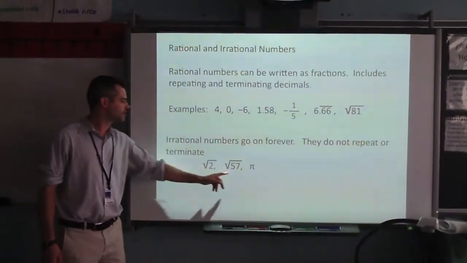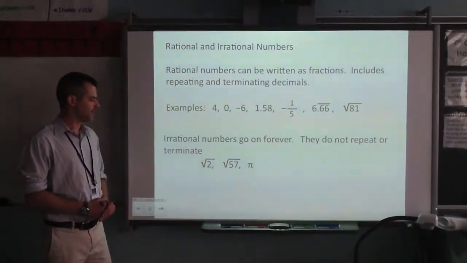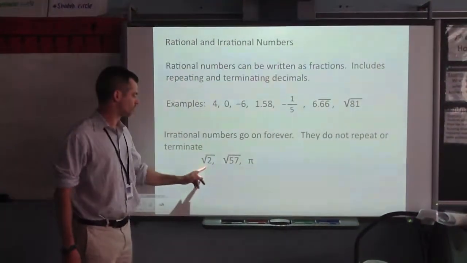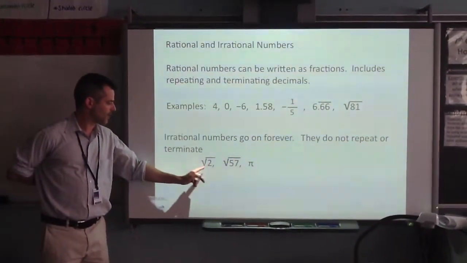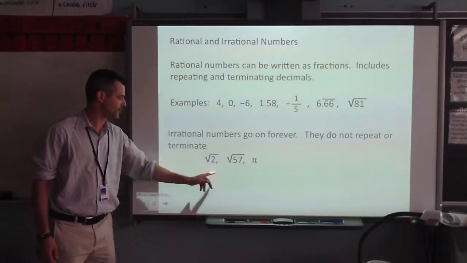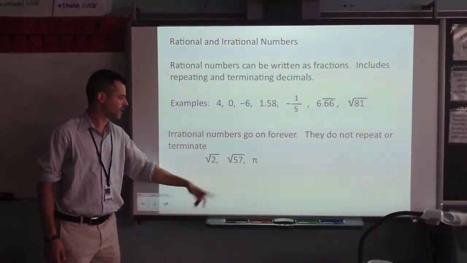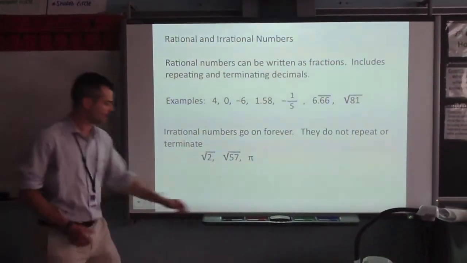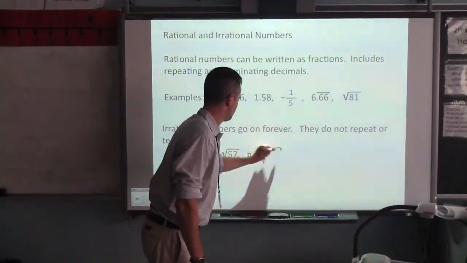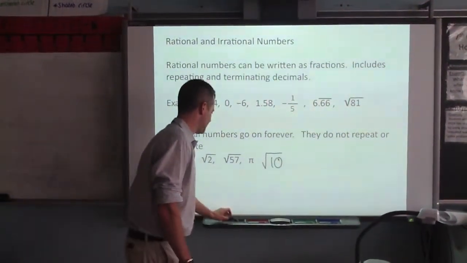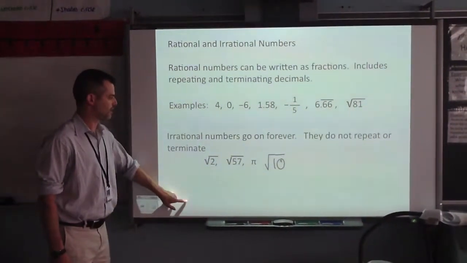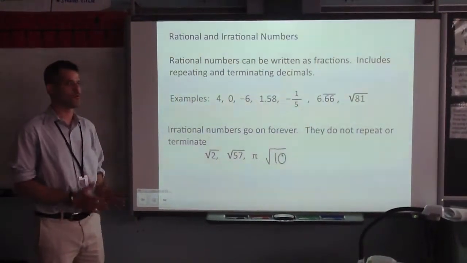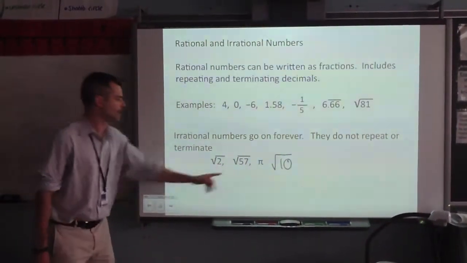And then most square roots are also irrational. Any square root that's not a perfect square. So 81, square root of 81 is 9, but notice square root of 2. There's not a number you can come up with. 2 is not a perfect square. It's not one number times itself. So that is irrational. Square root of 57 is also irrational. Even something like square root of 10, even though that 10 is an even number, that's also irrational. Okay? Because 10, it's not a number times itself to give you 10. So most square roots are irrational, and numbers like pi.